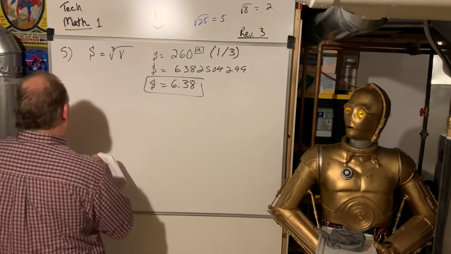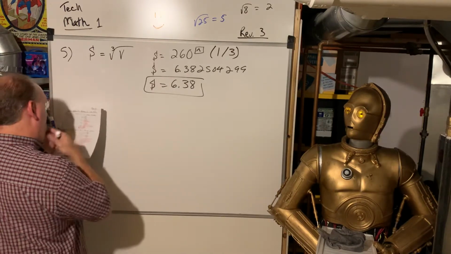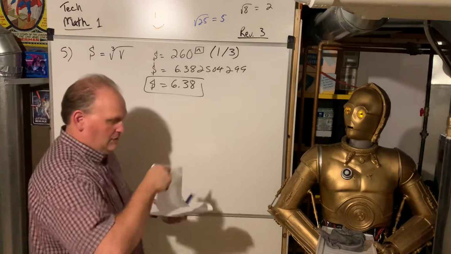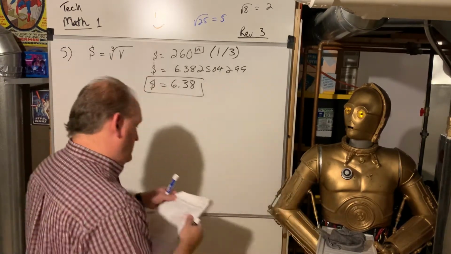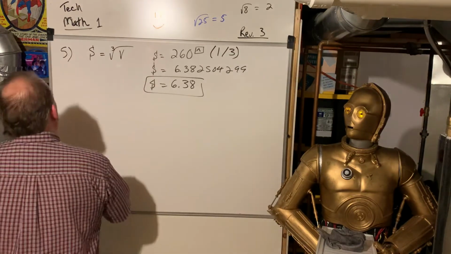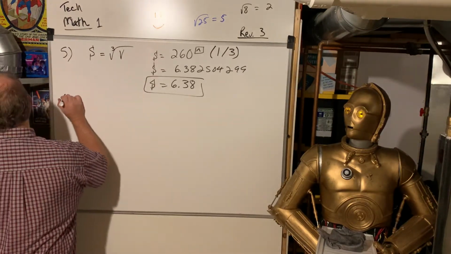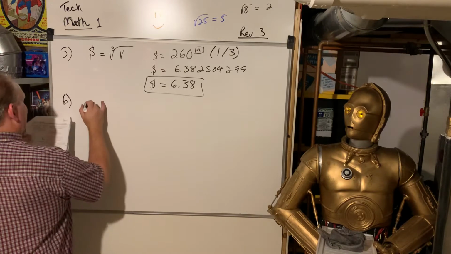All right. Let's keep going. Number 6, again, more plug and chug. They're just throwing big numbers at you. And again, you could do this in your calculator. I did it.